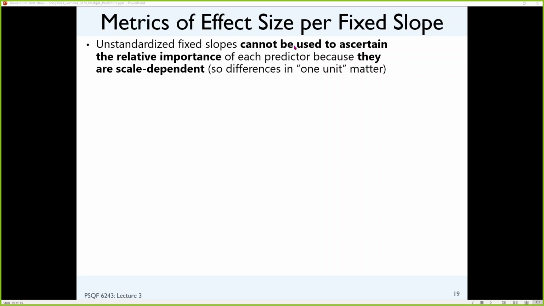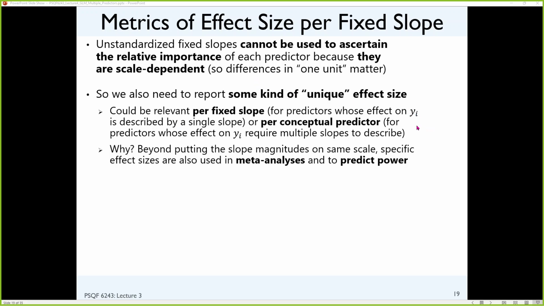Because slopes are in units. I can tell you whether a slope is significant or not, but I can't really give you a sense as to how large the effect is if it's in units I'm unfamiliar with. So effect size is a way of standardizing slopes into something that I can look at and go, oh, that's 0.8, I know what that means. Like a correlation of 0.8 is a strong relationship. A correlation of 0.1 is a weak relationship.